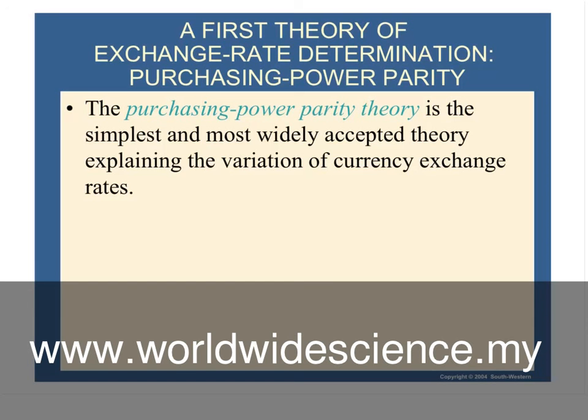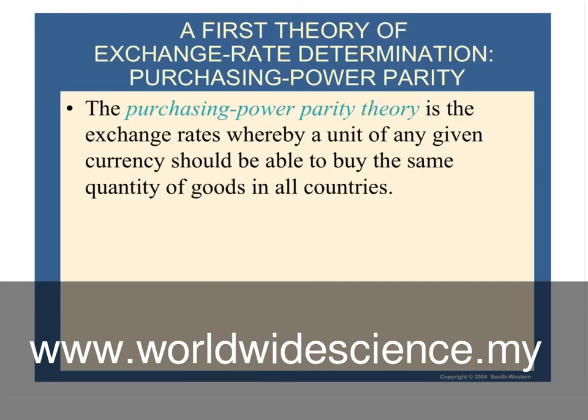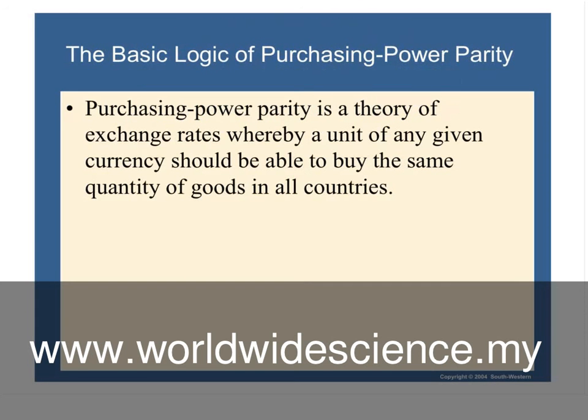The purchasing power parity theory is the simplest and most widely accepted theory explaining the variation of currency exchange rates. The basic logic of purchasing power parity is a theory of exchange rates whereby a unit of any given currency should be able to buy the same quantity of goods in all countries. So the purchasing power parity actually entails that a unit of any given currency should be able to buy the same quantity of goods in all countries.